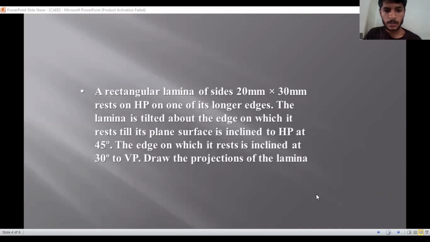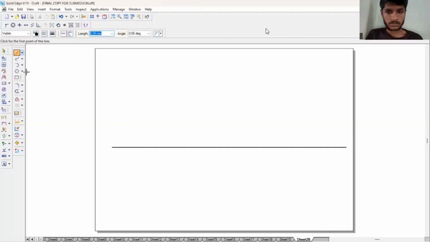A rectangular lamina of sides 20 mm by 30 mm rests on HP on one of its longer edges. The lamina is tilted about the edge on which it rests till its plane surface is inclined to HP at 45 degrees. The edge on which it rests is inclined at 30 degrees to VP. Draw the projections of the lamina. And now let's move on to the projections. Let's draw projections for this problem.